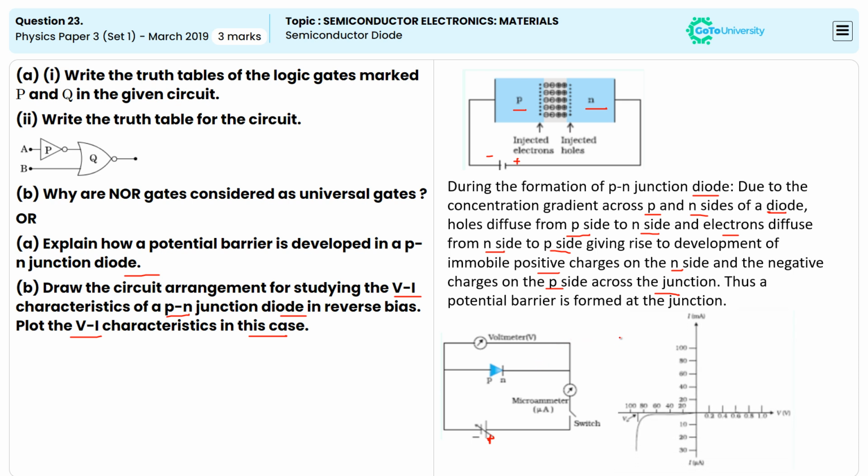Since it is a reverse bias, it starts from negative values and gradually increases, and when the breakdown point comes, then it increases sharply like this. This is the VI characteristic of the PN junction diode in reverse bias. This is right.